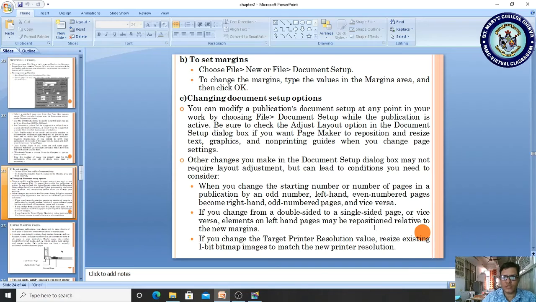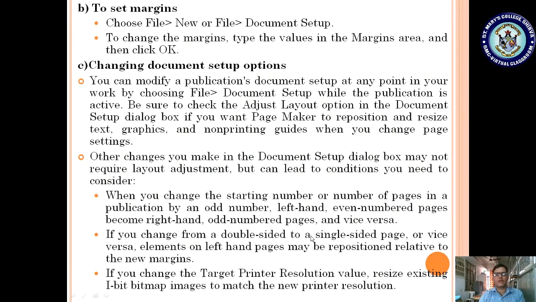Next, changing document setup options. You can change the document setup according to your requirement. Okay, here it is, document active. Be sure to check the adjust layout option in the document setup dialog box if you want PageMaker to reposition and resize the text, graphics and non-printing guides. So if you want to resize your document, images, graphics, or non-printing area, then you have to set all these things.